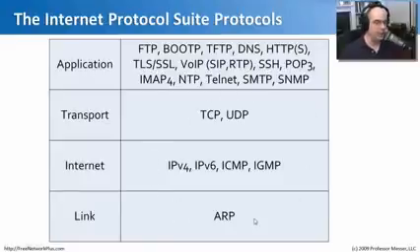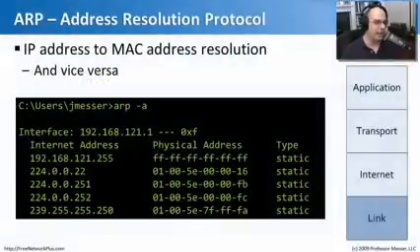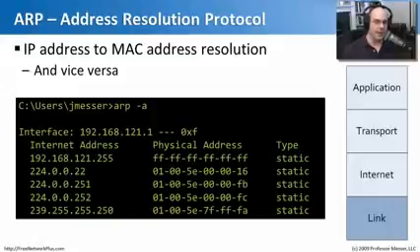Let's start down here with the link layer. Because the link layer is at the bottom of our stack there, it really is in charge of, at a very low layer, making sure that one device can talk to another device over the network. And one of the primary protocols that's used for that is something called ARP.